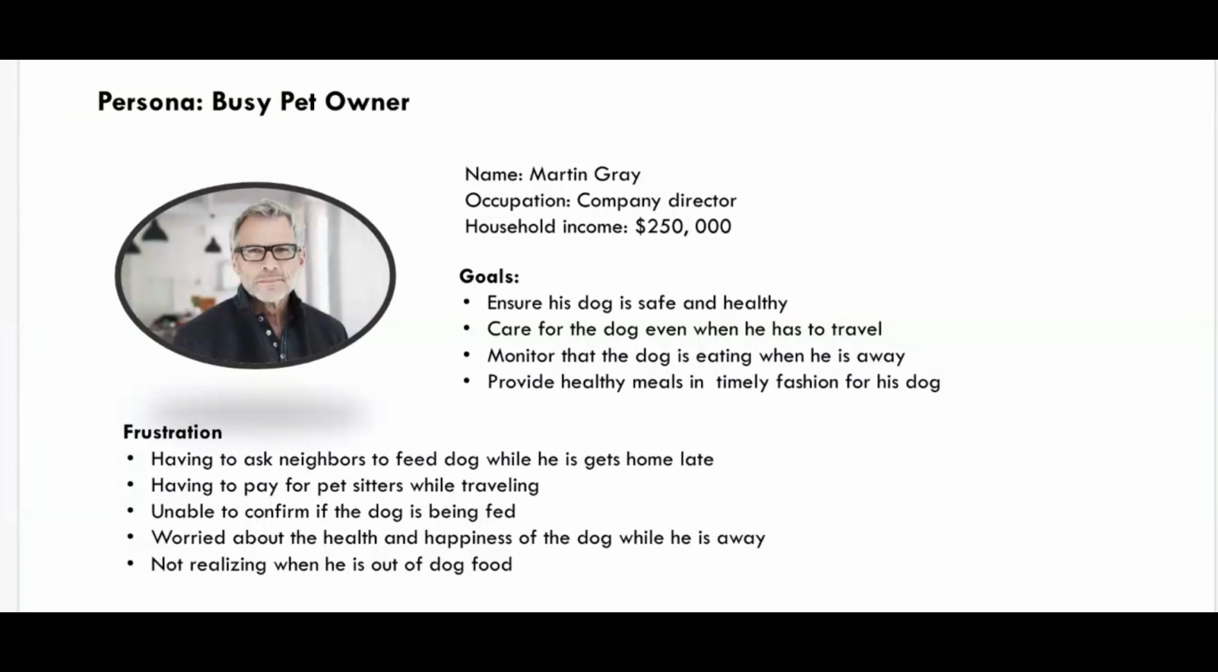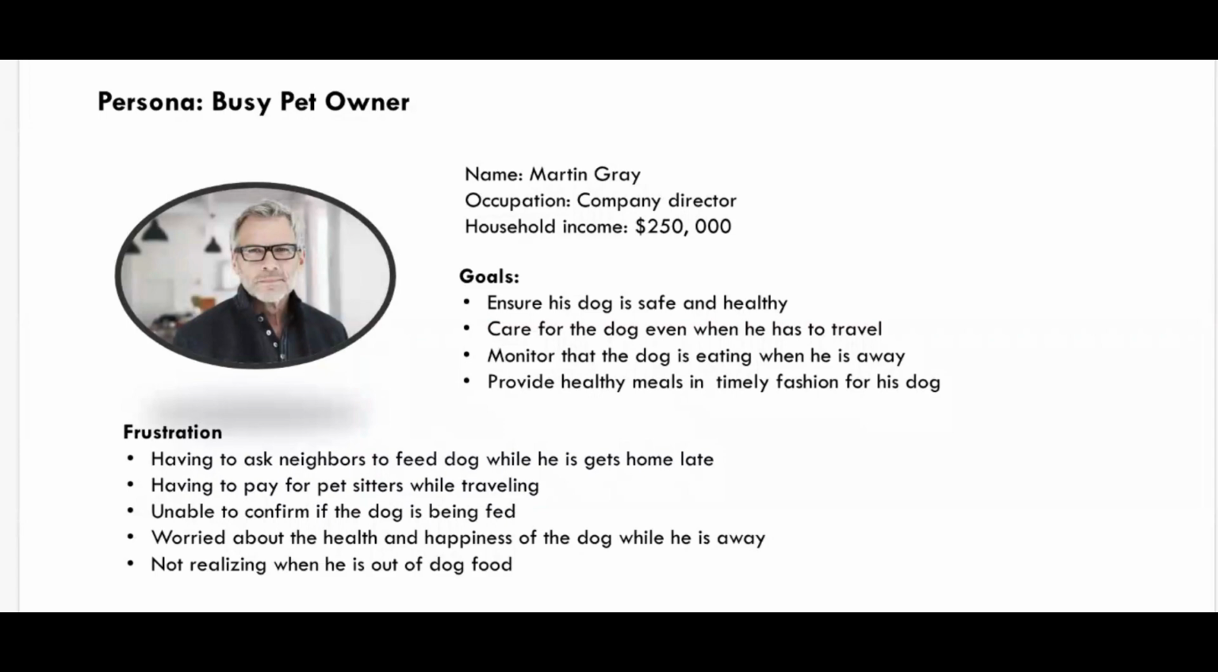So the busy pet owner, we've called him Martin Gray. We've given him an occupation, which is a company director. He's very busy. He has a household income of $250,000 a year. His goal is to ensure his dog is safe and healthy. He wants to care for the dog even when he has to travel for business. He monitors that the dog is eating when he's away. He wants to provide a healthy meal in timely fashion for his dog. That's his goal. Whenever we talk about a persona, they need to have goals they're trying to accomplish, and frustrations getting in the way of accomplishing those goals. And our product is going to sit between those two things and help them not have the frustrations and actually achieve the goal they're trying to achieve.